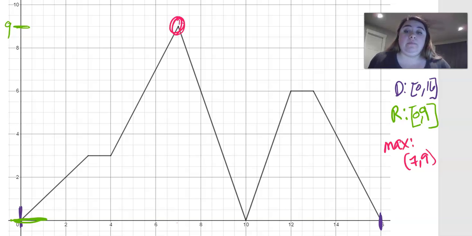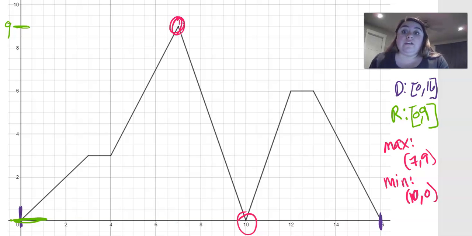Same thing with our minimum. Now, here's the key to max and min. We never use the endpoints. So I'm going to look for the absolute lowest point on my graph here. Well, if I'm not counting my endpoints at 0 and 16, then 10 is where my lowest point is. So my minimum is going to be at 10, 0.